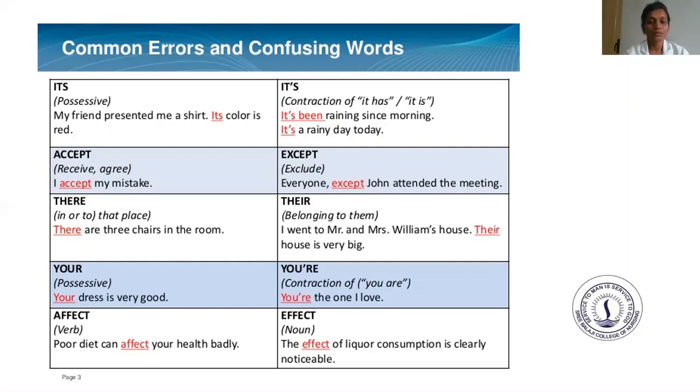And your and you're. First, your means possessive. Your dress is very good. And you're is the contraction of you are. You're the one I love.